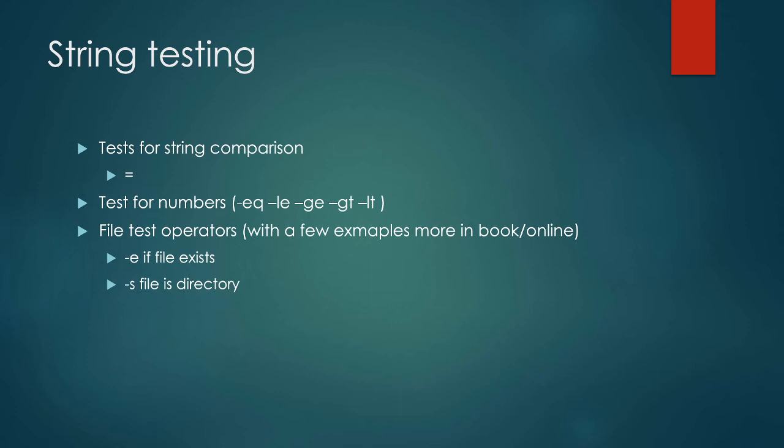If I wanted to say, is my variable less than or equal to 5, I would say -le. And you can actually see that in my PowerPoint here. We also have the ability to do file tests. We can do things like check if a file exists, or if this is actually a directory. And these different file test operators are another function that we can use in conditionals.